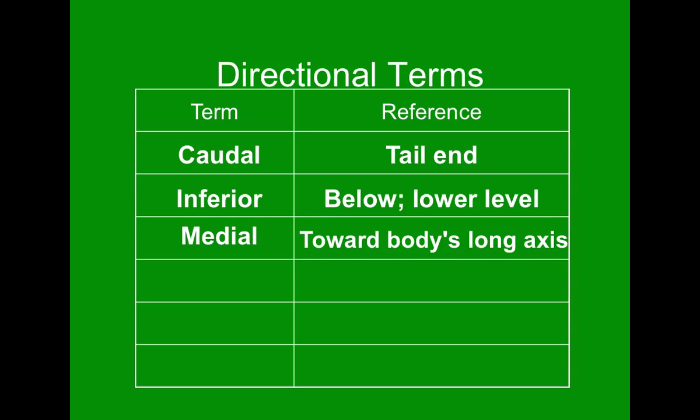Medial means towards the body's long axis, so towards the center part of the body. And lateral means away from the long axis, so towards the sides.